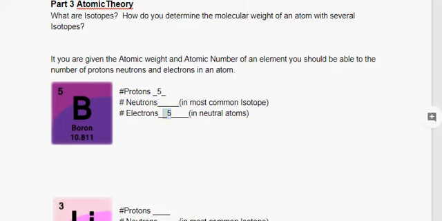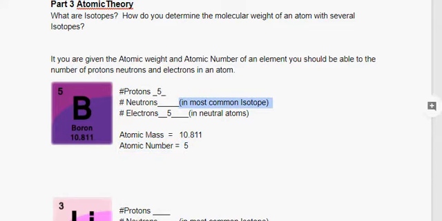So what do we know? We know the atomic number of boron is 5, and its atomic mass is 10.811. Now, hopefully you remember the reason that is, is because there are different isotopes. Some types of boron have maybe more neutrons and some have less. So the way you can figure out the number of neutrons in the most common isotope, which is what I'm asking you here, is pretty simple.